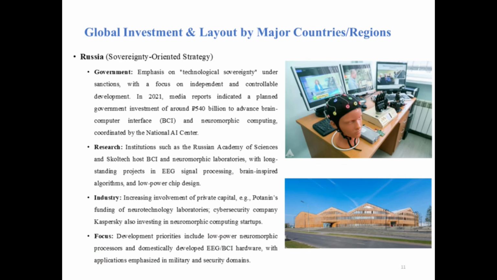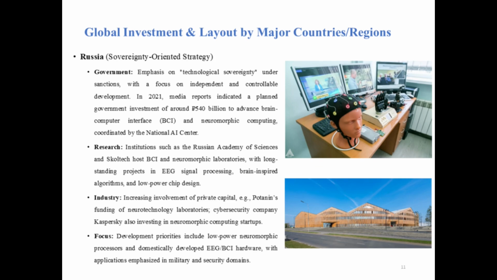And Russia also has a very strong research foundation, with institutions like Skoltech and the national universities hosting labs for brain-computer interface, namely BCI, and neuromorphic technology, which has a long history of projects, especially in EEG and signal processing.